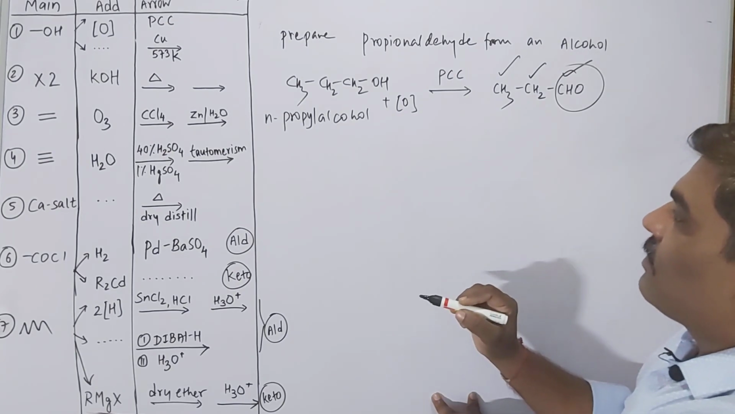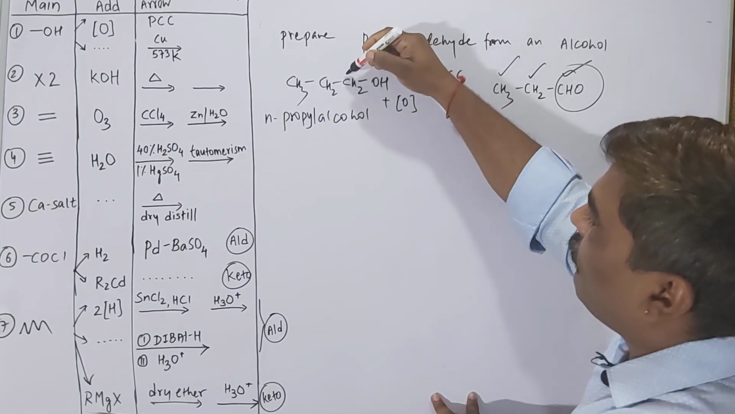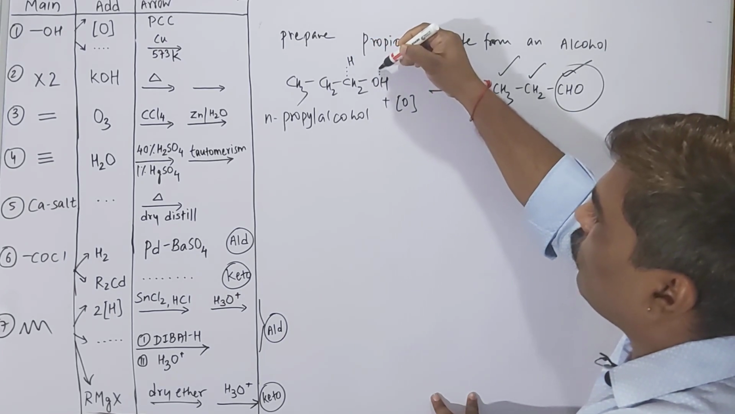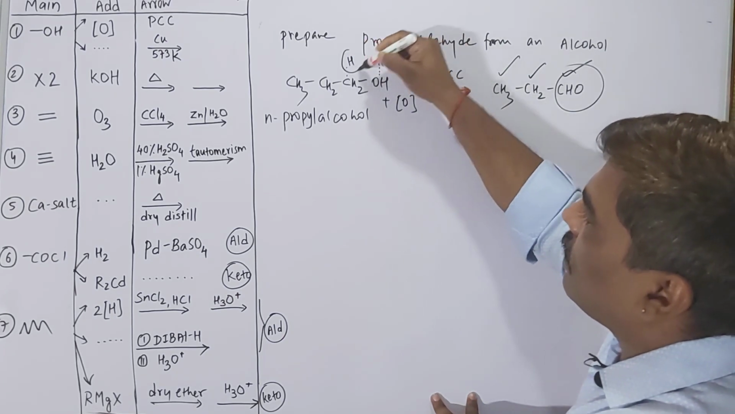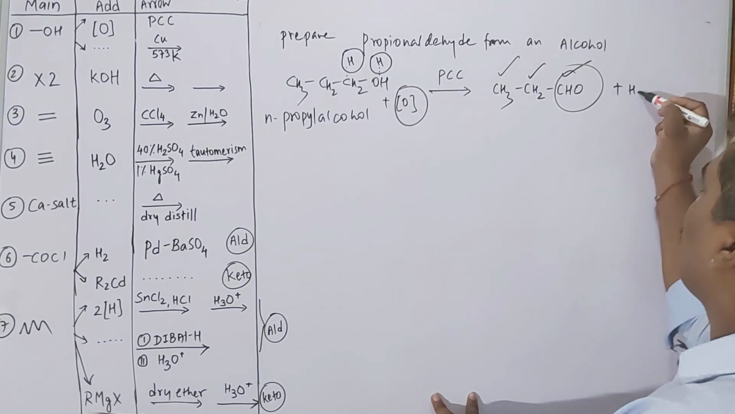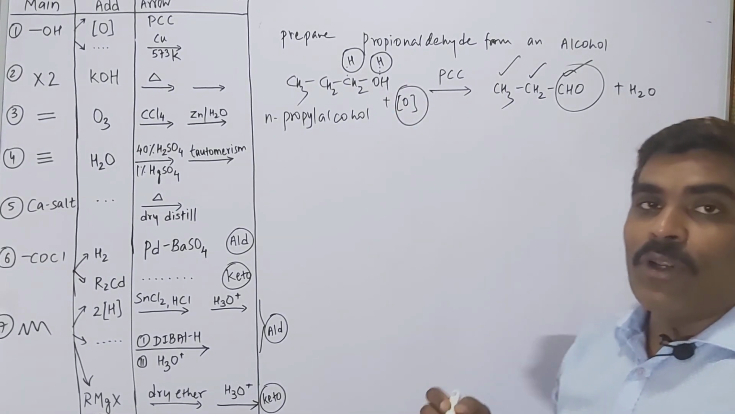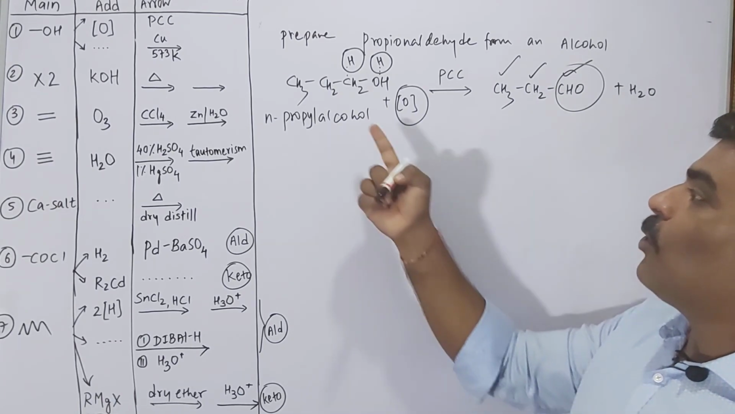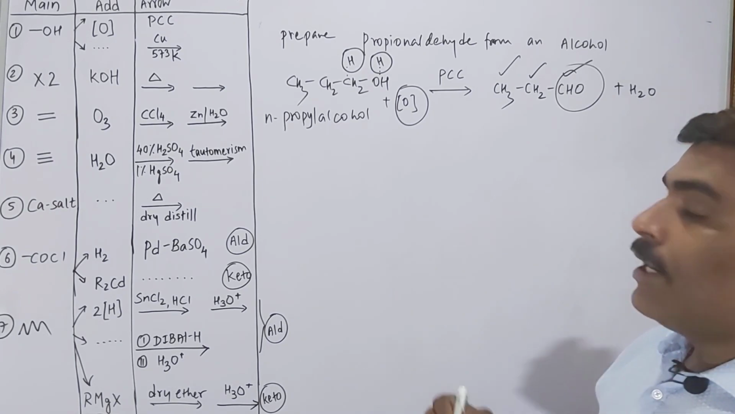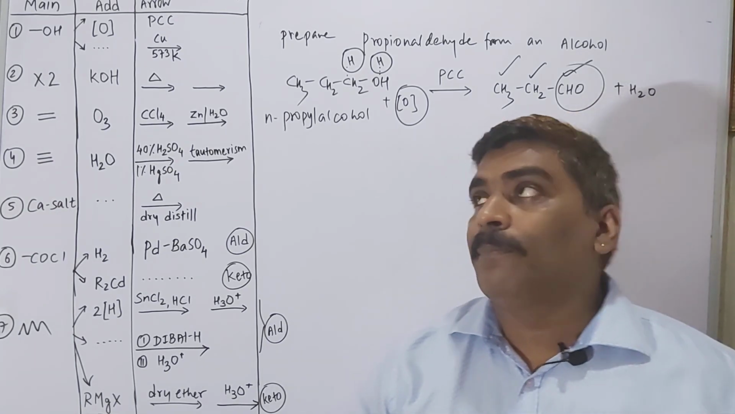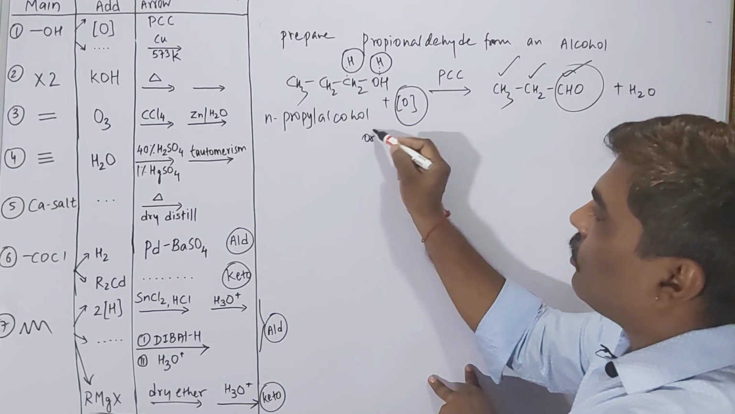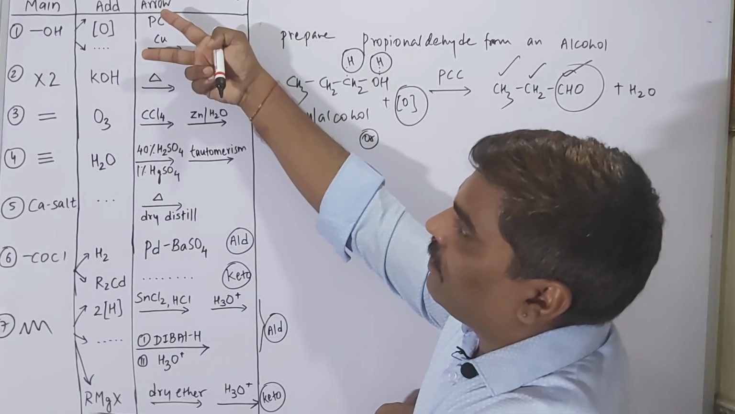Now what happens in this? As you know, from the alpha carbon hydrogen comes out, from the functional group hydrogen comes out. So this hydrogen and oxygen give water, and this propion aldehyde is formed. Means N-propyl alcohol, when treated with PCC, undergoes oxidation to give propion aldehyde. Or here also, see, two possibilities are there.